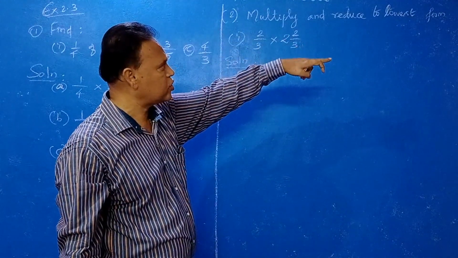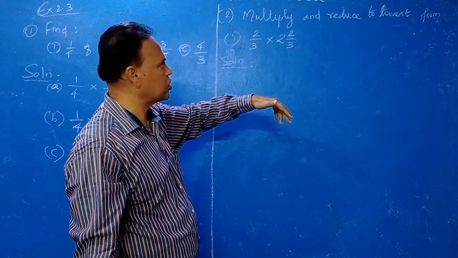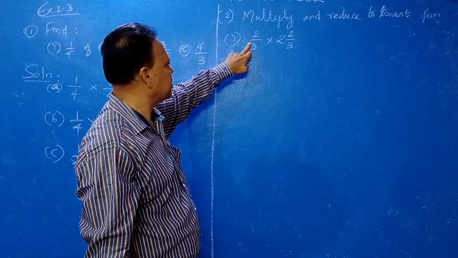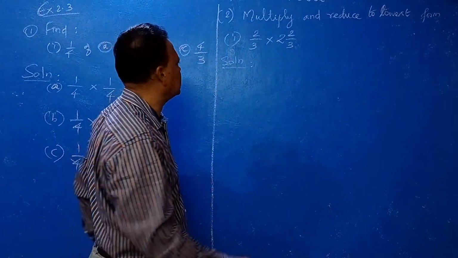You see here the next problem. Multiply and reduce to lowest form if possible. How can you reduce to lowest form? You see, one proper fraction and a mixed fraction. How to multiply, you see.